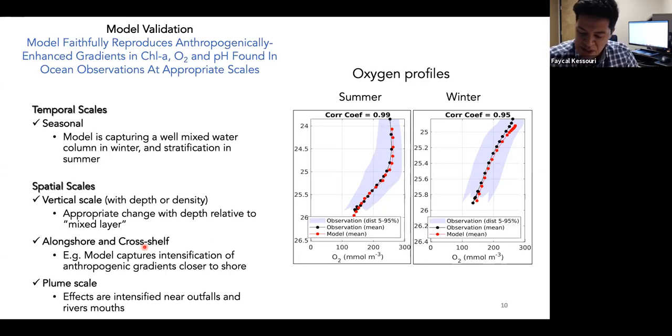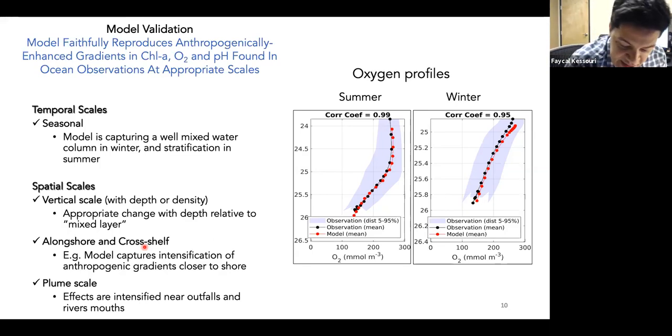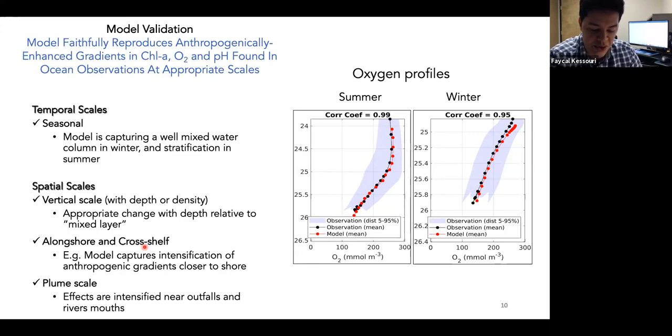So for that reason, we need to convince ourselves that the model is reproducing the anthropogenic gradients. And here the most important are the vertical and the seasonal scale. In one of the exercises we did with stakeholders, we identified together all the most important gradients that the model needs to produce. So in fact, after very complex validation, we found that the model is faithfully producing all these gradients.